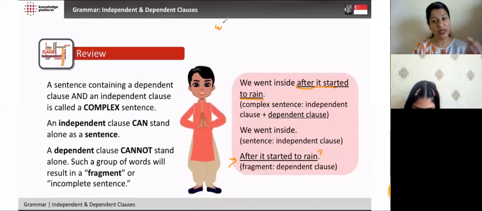ठीक है? When you have the dependent and independent clause together in a sentence, you cannot put a question mark and convert the dependent clause into a question. ठीक है? It doesn't work that way. Okay? When he became a guide this year, question mark, the statement does not make any sense. When he became a guide this year, when did he become a guide this year?